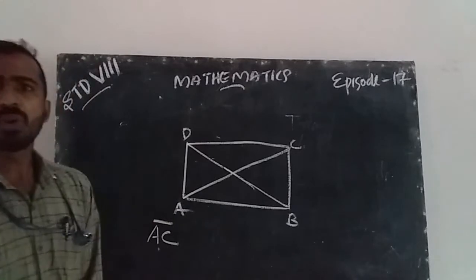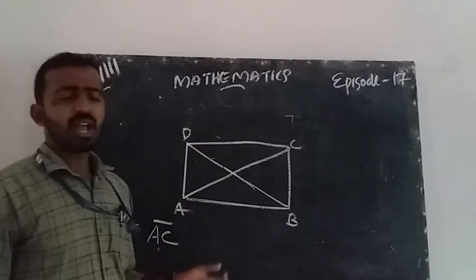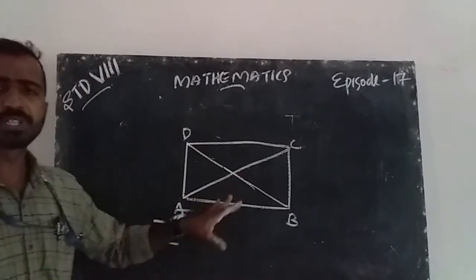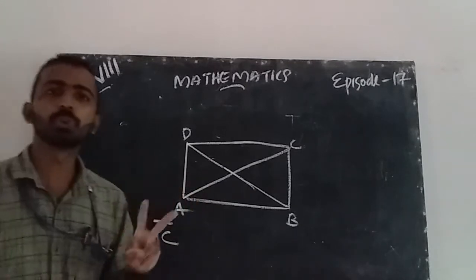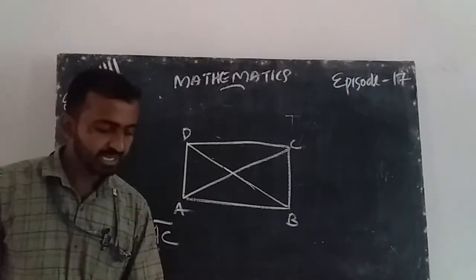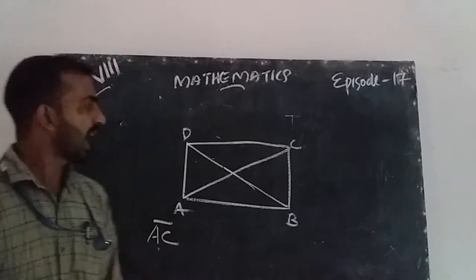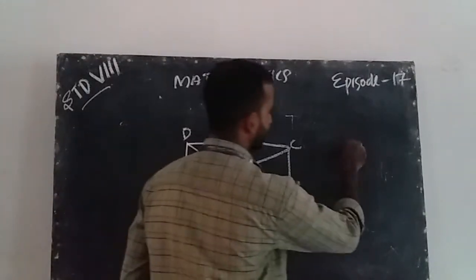Can we draw more diagonals in this picture? No, it has only two diagonals. And now we will draw diagonals in a pentagon.